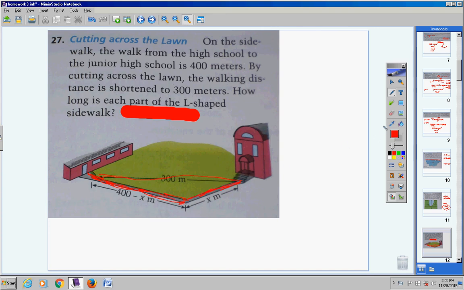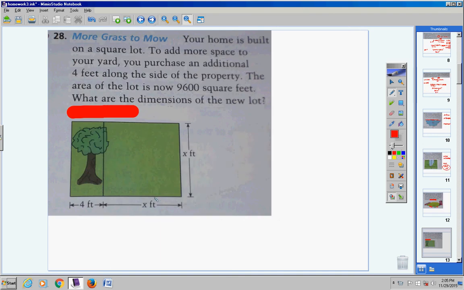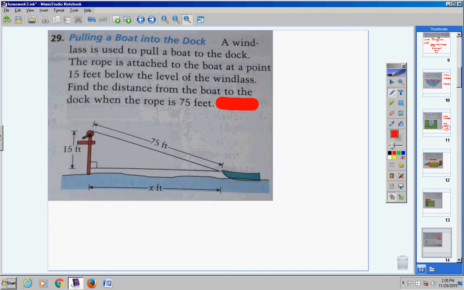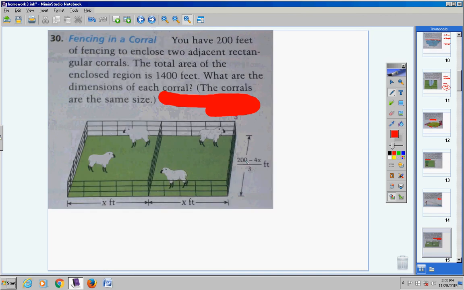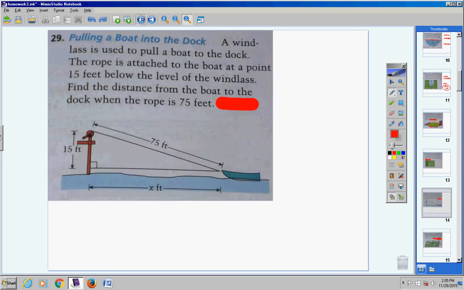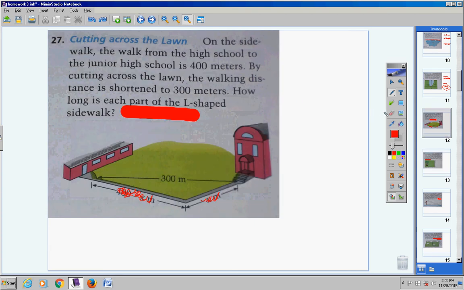Now, I don't like how this book gives you a lot of information. For example, on a test or a quiz, I would not have given this to you right here. So you better listen to me and figure out how to find these. I would not have given you this, or this, or this right here. I'm just trying to tell you, listen how you would solve this, okay?